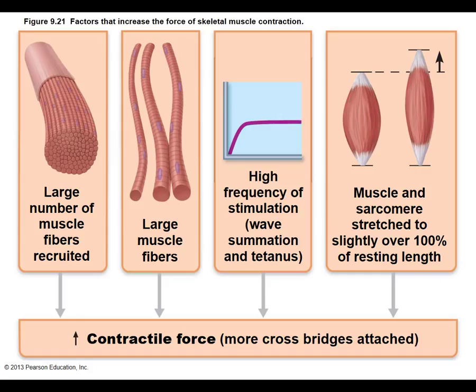This again is just looking at those four basic ideas: the number of muscle fibers recruited, the larger the muscle fibers, what's the frequency of stimulation, and if you're right around 100%, maybe slightly stretched or slightly lower, you can generate the most force in your cross bridges. The most myosin heads can attach to actin.